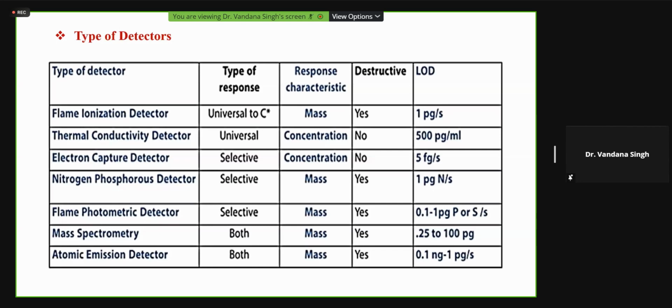And the detector type and sensitivity also should be checked thoroughly to select the optimum detector for our analyte type.